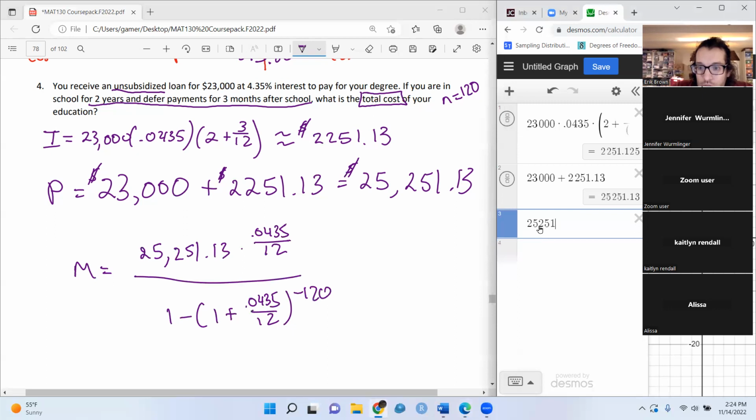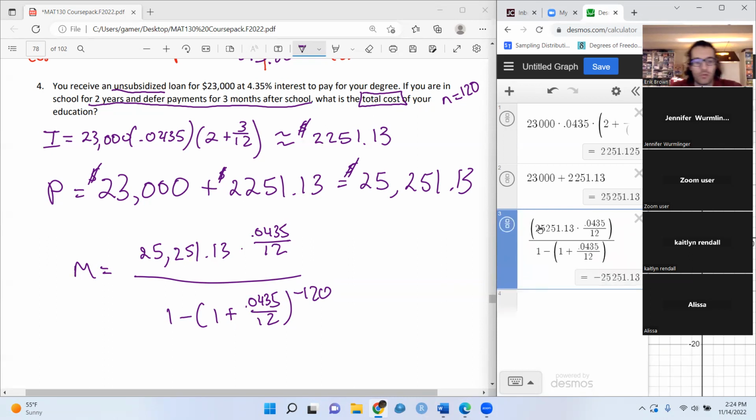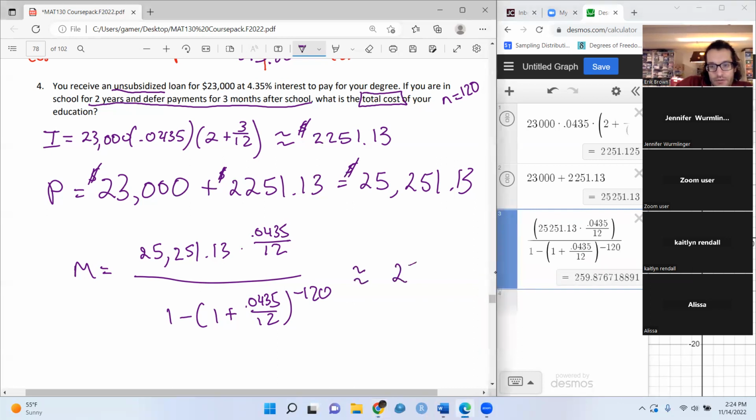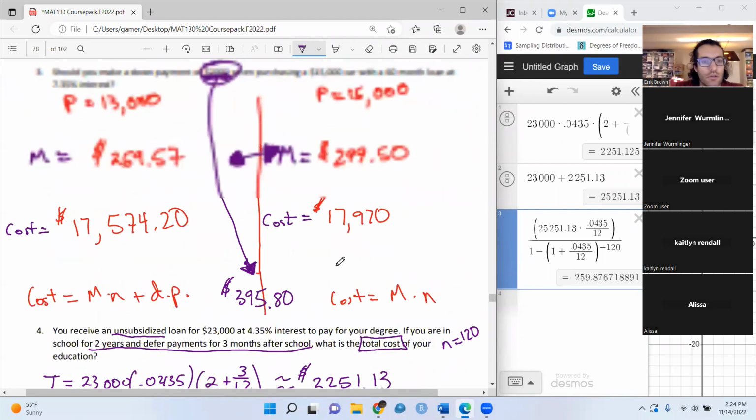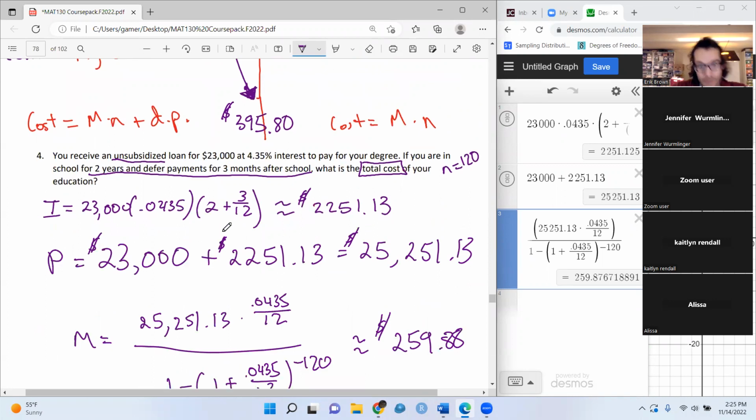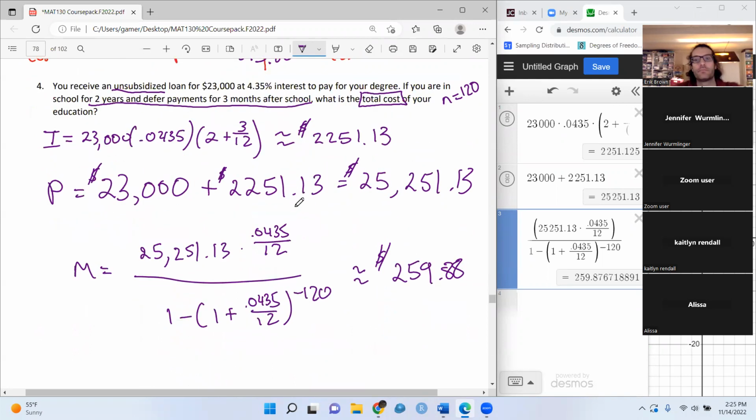So let's get that number. Hey, that's not bad. $259.88 a month. Basically the same amount as that car loan. Yeah, it's almost exactly the same. But look at the difference. The car loan we borrowed 13,000, and we paid it back in half the time. Here we're borrowing 23,000, and we're paying it back in 10 years.